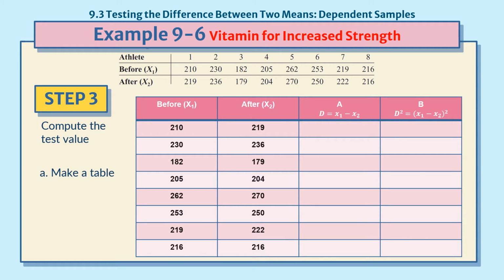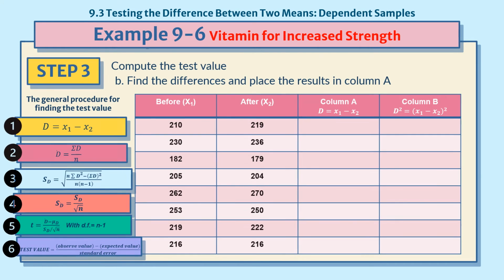Ayan. So, next, step B: find the differences and place the results in column A. So, ayan na, gagamitan na natin siya ng formula. For our column A, we have D equals x sub 1 minus x sub 2. Wherein, ima-minus natin yung value na x sub 1 sa x sub 2. And then, ilalagay natin sa column A.